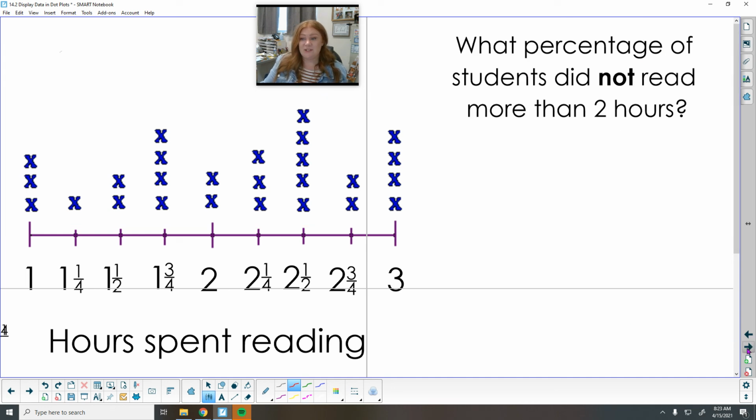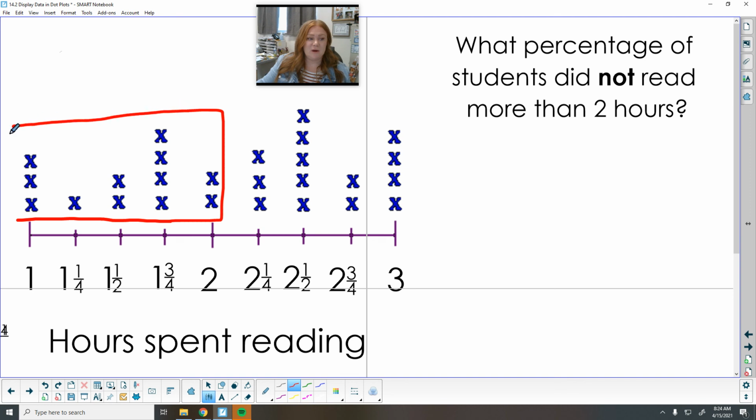What percentage of the students did not read more than 2 hours? So these guys did not read more, these didn't, these didn't, these didn't. We've got to decide, should we include our 2? So it says more than 2 hours. Well, this is not more than 2 hours, it's exactly 2 hours. So I think we'll include those here. So these are the ones that did not read more than 2 hours. So that's our piece. And then we'll have to see what is our total.